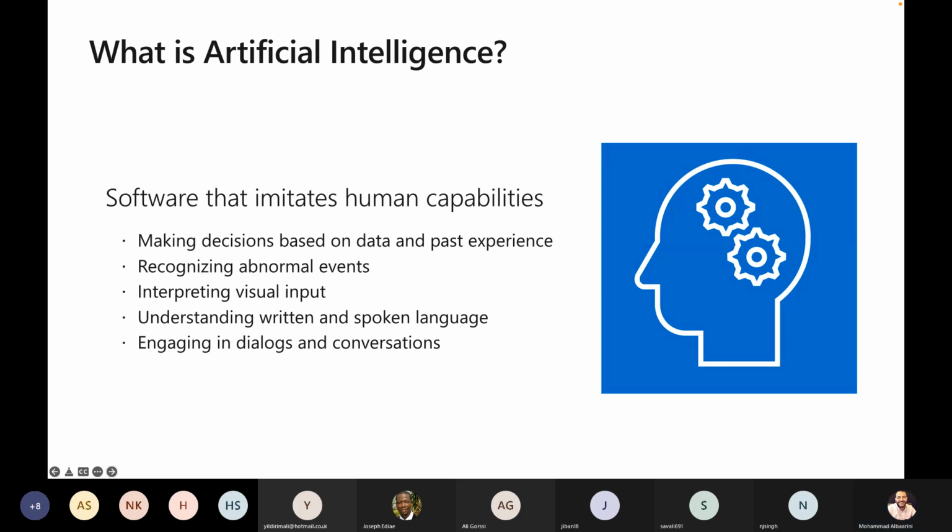So Microsoft defined AI as a set of software that imitates human behaviors and capabilities. Some examples that we may say are making decisions based on data and past experience, recognizing abnormal events, interpreting visual inputs, understanding written and spoken languages, and engaging in dialogues and conversations.